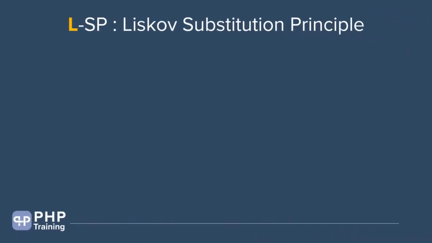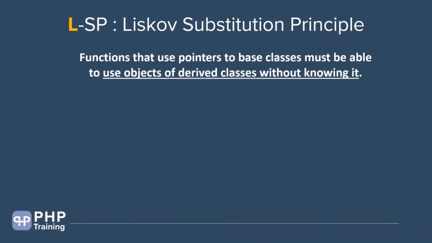Here is the third principle, the Liskov substitution principle. This talks about functions that use pointers. Pointers means passing by reference, and functions using parameters as pointers means a function argument is using a reference to a base class, and it must be able to use the objects of derived classes without knowing it. Don't get confused with the definition, but try to understand what this principle is talking about.